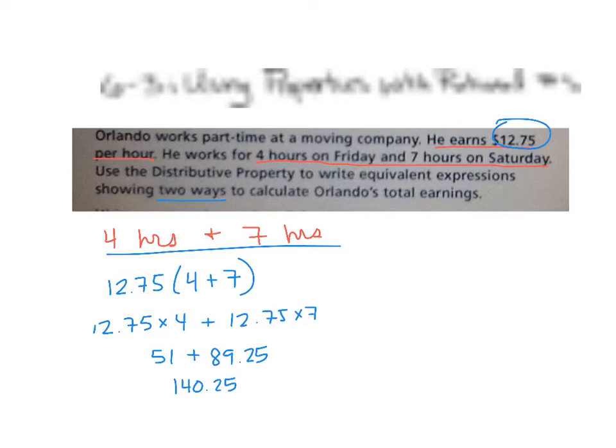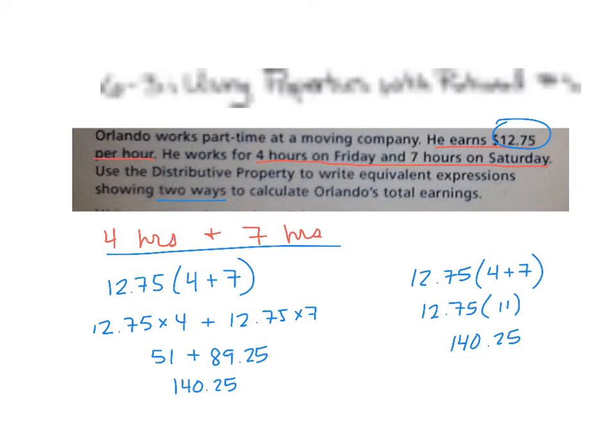The next way is to simply use exactly what we just have, $12.75 times 4 plus 7. But instead of using the distributive property, we're going to go back to using order of operations, where we do $12.75 times 11, and then we multiply those and we get $140.25. Okay? So, when you have 2 numbers that apply to the same thing, that's when you know those are the numbers that go into the parentheses.